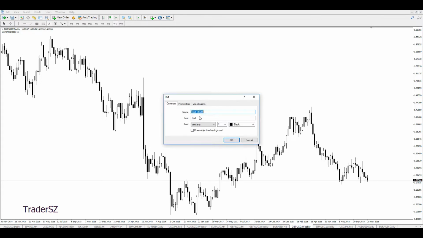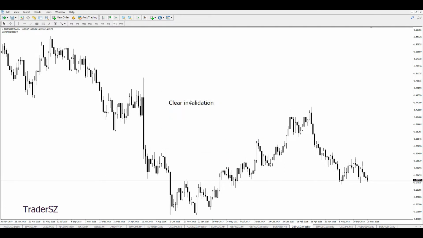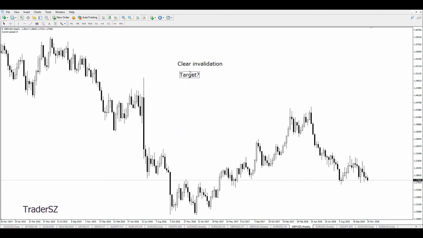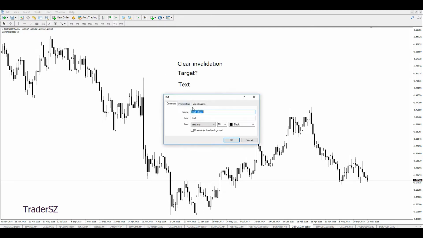Well, number one, I'm looking for a clear invalidation level. Okay? Where am I wrong? Few points I need to identify. Where am I wrong? Clear invalidation level. Then, where is it targeting? Or where is it most likely to reach for? And then I'm looking for my risk to reward. What is my risk to reward like?